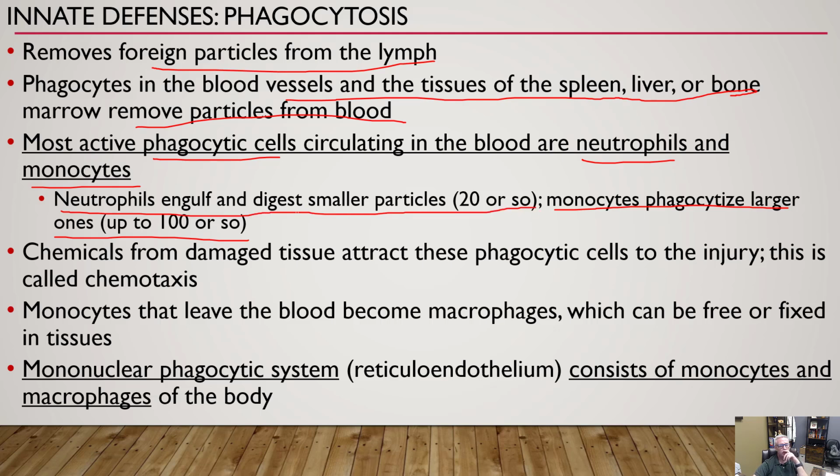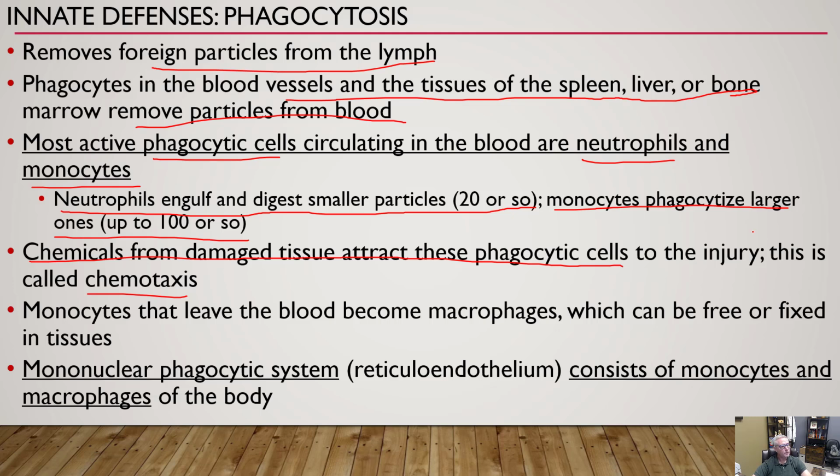So, all right, chemicals from the damaged tissue actually attract phagocytic cells. It's called chemotaxis. We'll talk about chemotaxis when we talk about the B cells and T cells and how they tag stuff and everything.